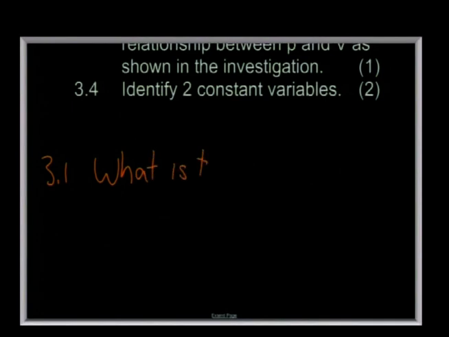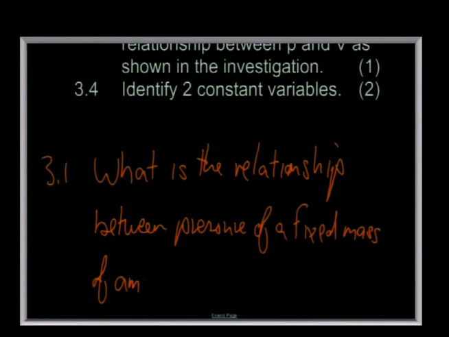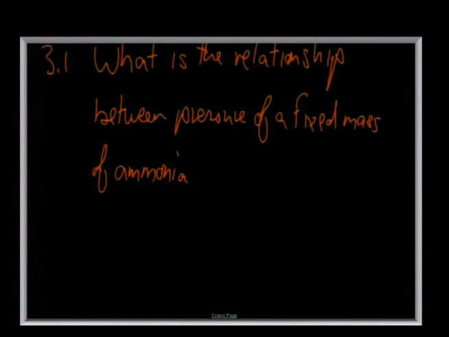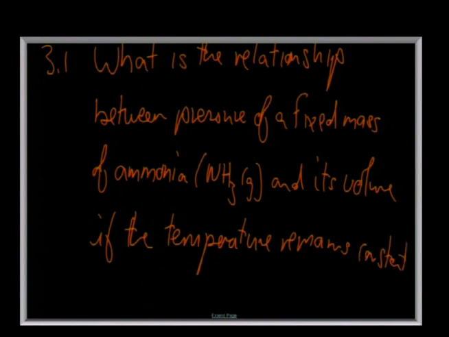We're going to say, what is the relationship between, identify the variables, pressure of a fixed mass of ammonia, NH3 gas, and its volume if the temperature remains constant. And there we've got it.